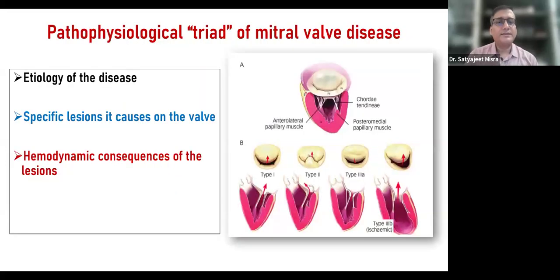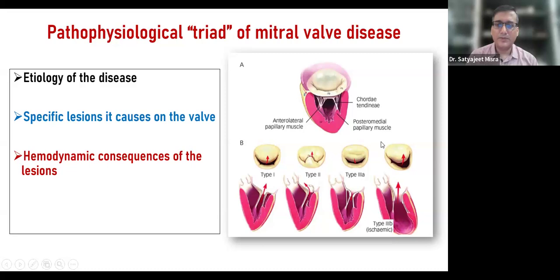Whenever we discuss mitral valve diseases, there's always a pathophysiological triad that we should think of. First is the etiology of the disease. Then, what are the specific lesions it causes on the valves? And what are the hemodynamic consequences of the lesions?